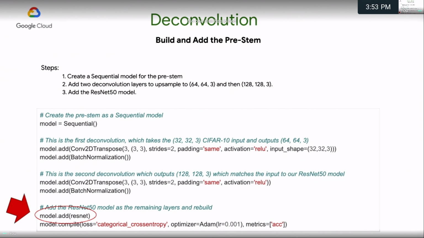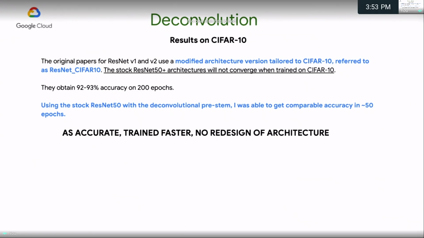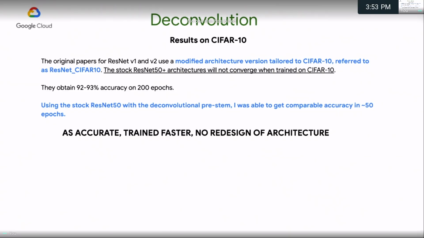What's interesting about it is these concepts weren't around in 2015 and 16 when the ResNet V1 and V2 papers were published. And when they tried to use the original ResNet architectures, they couldn't train it on CIFAR-10. They couldn't get it to converge. They had to actually make a reduced version of it, a specialized version, which they called ResNet CIFAR-10. Okay, and on that one, they were reported getting about 92, 93% accuracy back then on 200 epochs. But remember, they couldn't do it with a ResNet 50.